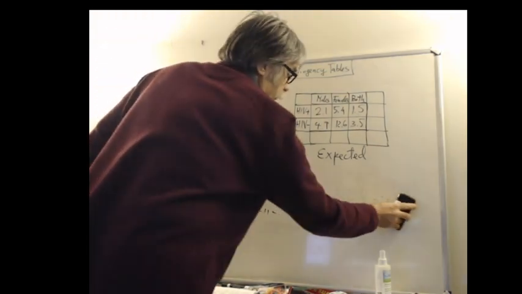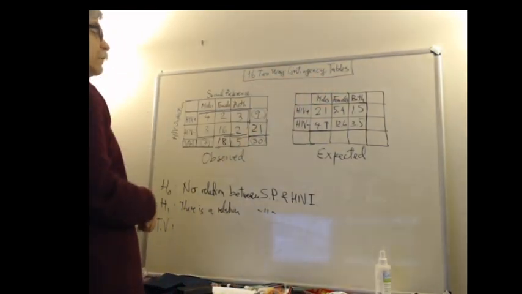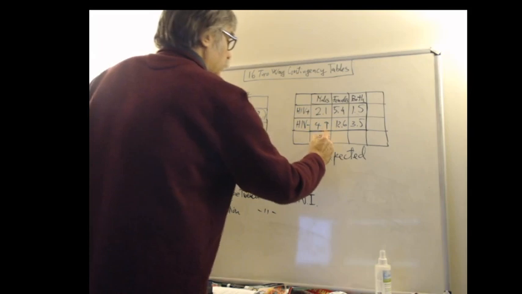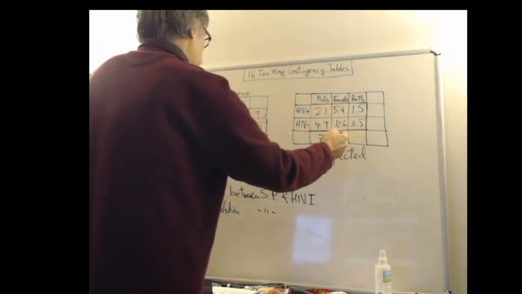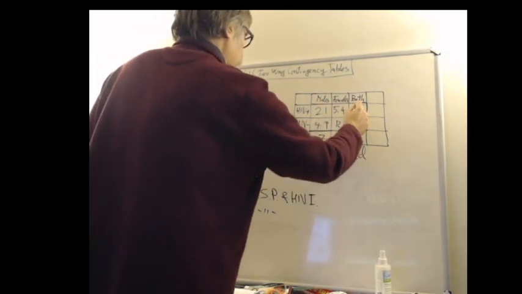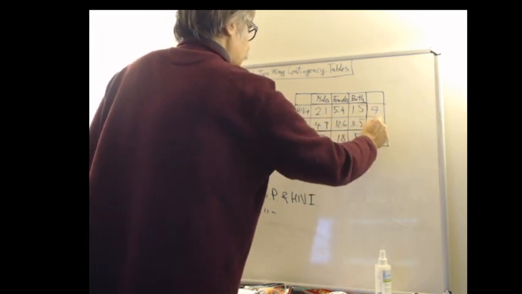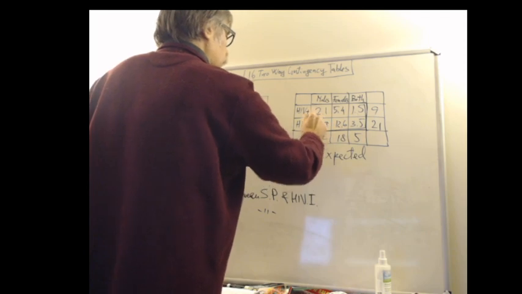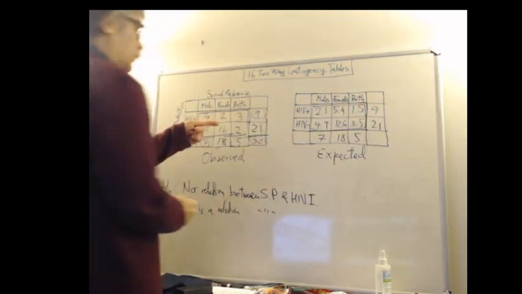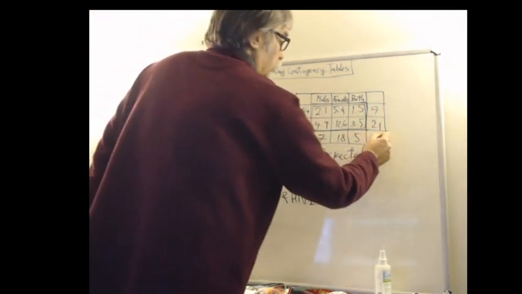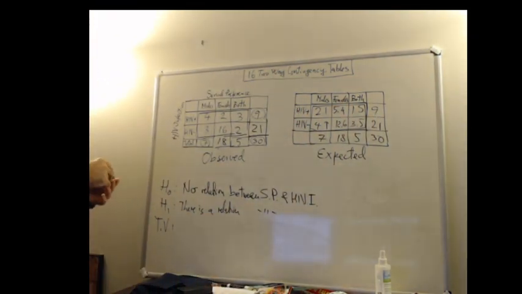Now, the marginal values in this table of expected values are the same. So again, you have 7 here, you add this is 7, you add this is 18, you add this is 5, you add this, you got 9, you add this, you got 21. So this is the main body of the table. And the marginal values are the same as the old table. And the total number of people, you have 30.